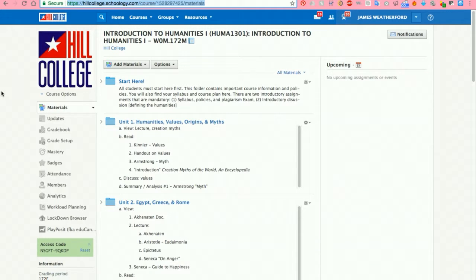So here on the landing page for our course, you will find all the course materials in separated folders, designated by units. And although there's nothing here right now, on the right, as you can see, there are upcoming assignments or events. And when something is due, I will have a link there to the assignment. So every time you log in, you'll see when something is due.